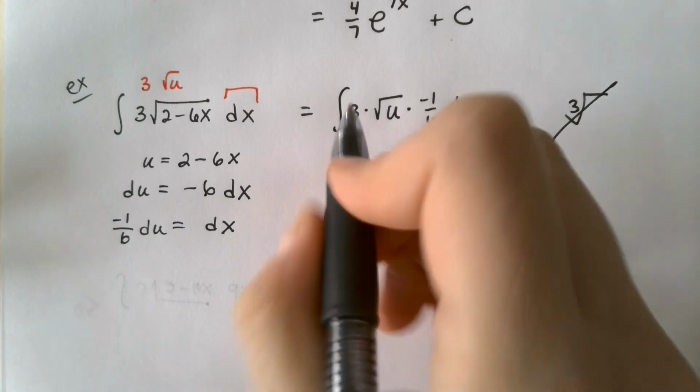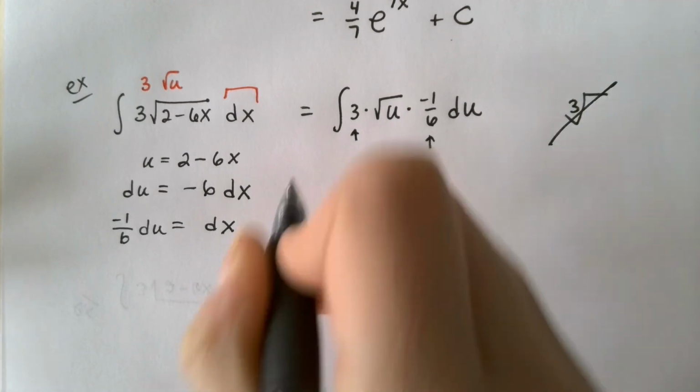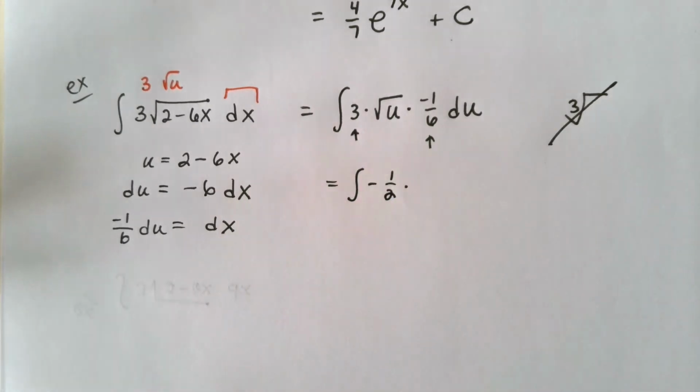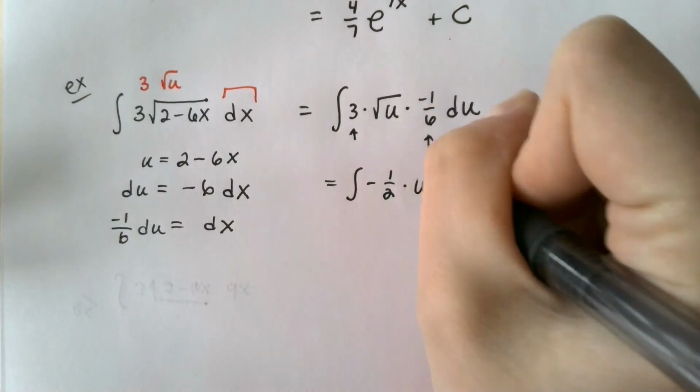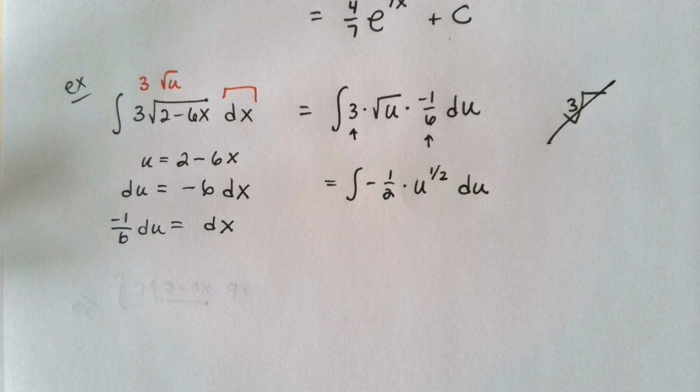I do want to clean up the constants, right? I've got this 3 and this negative 1/6. If I combine them, I get negative 3/6, which is negative 1/2. The square root of u, I'm also going to rewrite as u to the 1/2 power. Only because I need to use the power rule to integrate this thing, and I like to actually see it with the number on it, but it's not technically entirely necessary.